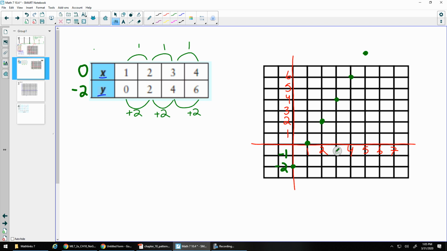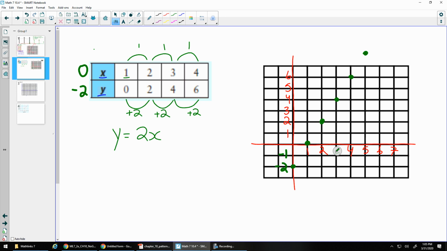So that tells us what our multiplier is, what our numerical coefficient is. So we're going to have to times x by 2 to get it to equal y. So y is going to be equal to 2 times x. So does that work? 2 times 1 is 2. That's not 0. So there's something messed up here.